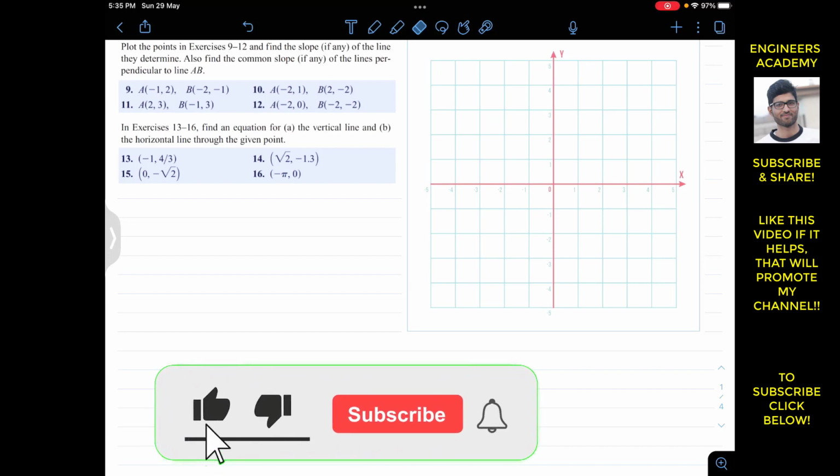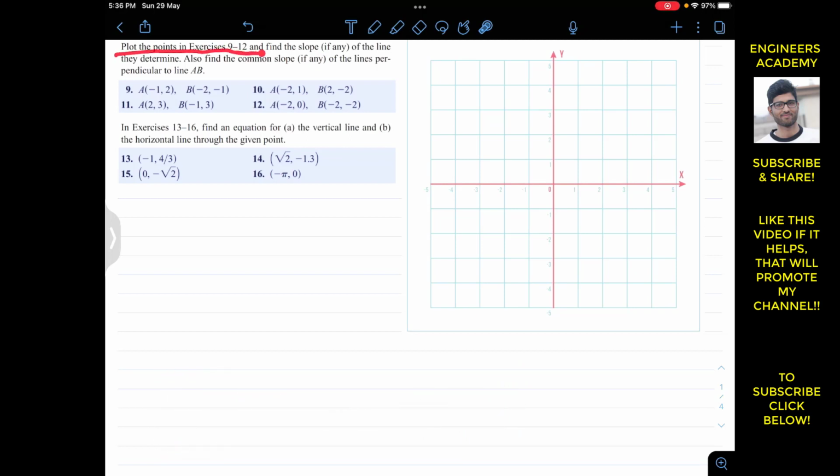Now we are going to solve these problems from Thomas Finney calculus, and the problem says to plot the points in exercises 9 to 12 and find the slope, if any, of the line they determine. Also find the common slope, if any, of the lines perpendicular to line AB. So first we are going to solve problem 9.